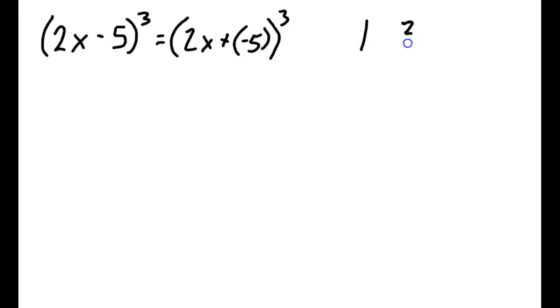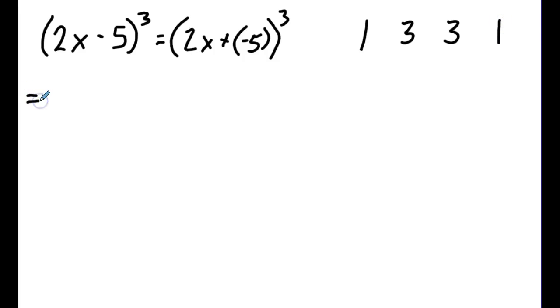In the last example, we want to expand, using Pascal's triangle and the binomial theorem, 2x minus 5, quantity cubed. What I'm going to do first is change this binomial to addition. This is the same as 2x plus -5, quantity cubed. Alright. Coefficients: now if we go to Pascal's triangle, we have to go to row 3. So we know our coefficients are going to be 1, 3, 3, and 1.